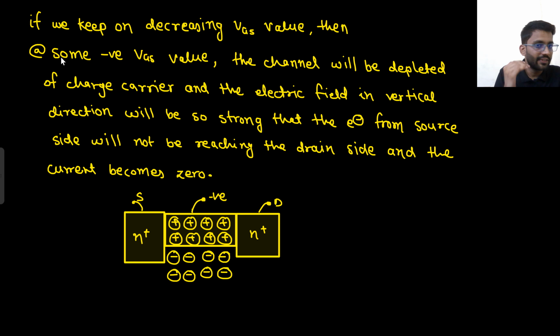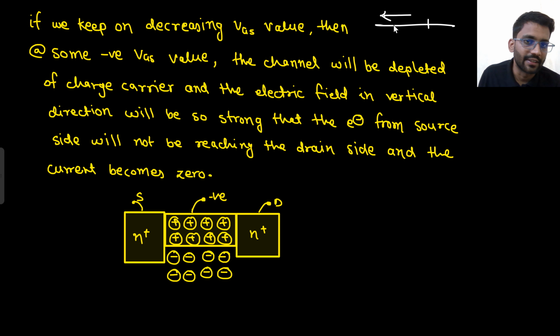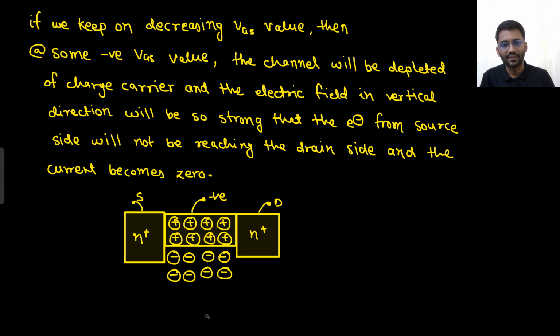Keep on decreasing the VGS value, what do I mean? That gate potential is increasing in the negative direction. That means -3, -4. We are just decreasing the VGS value, which means we are increasing in the negative direction. So if we keep on decreasing the VGS value, then at some negative VGS value, the channel will be depleted of charge carriers, and there will be a very high electric field in the vertical direction.